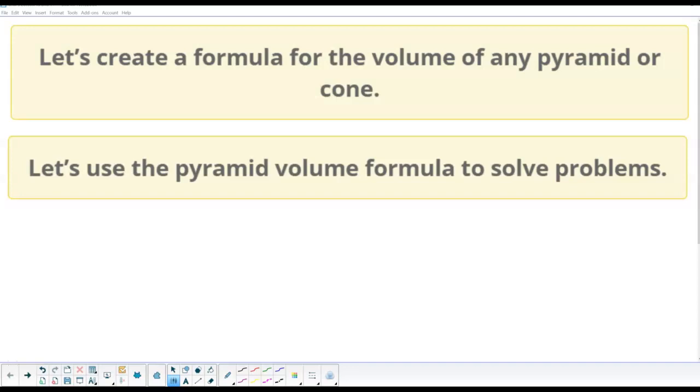Good morning, everyone. Today we're going to look at how we find the volume of a pyramid or a cone, and then we'll use those formulas to help us solve problems.